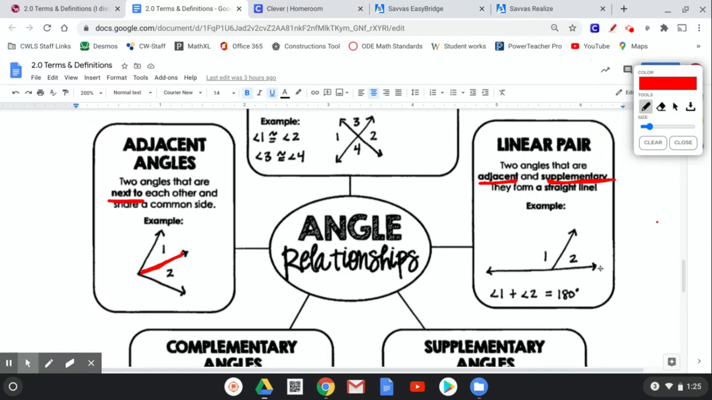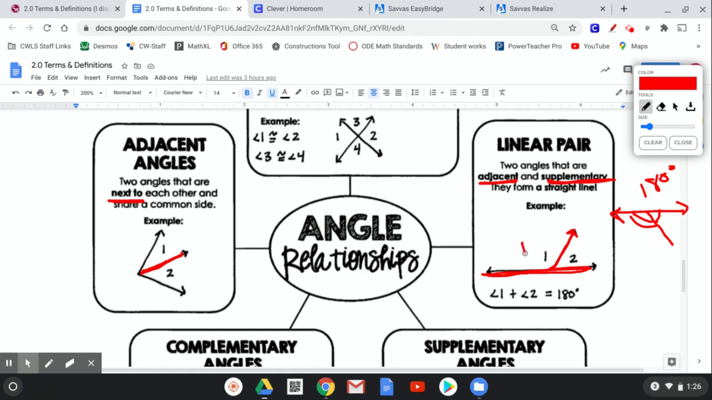But so for linear pair, they're adjacent and supplementary. Supplementary means they just add up to 180. So if you notice, 1 and 2, they share that common ray, all right? And then they are on a straight line. Okay, this is very important. This is something we're going to see a lot. So a straight line or straight angle is going to be 180 degrees. So if we just draw another ray and separate that out and create two angles, we know those two angles are going to add up to 180, all right? And they're going to be a linear pair.